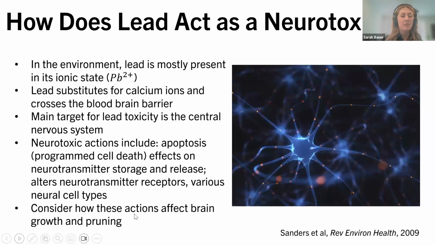I think this is the reason why, going back to some of the neuroscience part of it, the main target for lead toxicity is the central nervous system. And those actions can involve programmed cell deaths that affects neurotransmitter release and storage. So neurotransmitters, so the messengers throughout the body, right, but particularly the CNS, it affects the receptor. So receiving that message, and then also thinking about how this could manifest with growth and pruning.